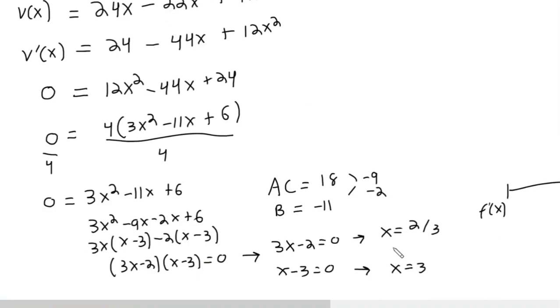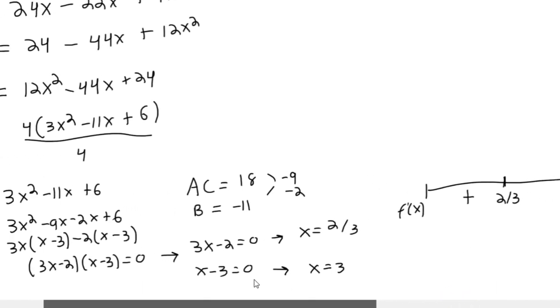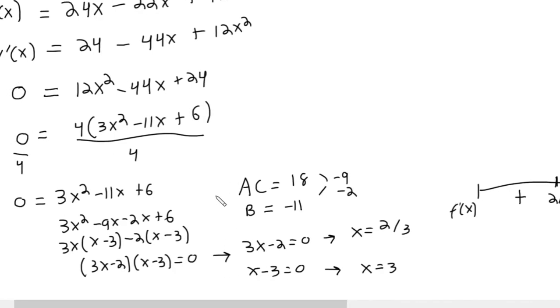Plugging in some values to the left of 2/3 into my derivative function up here, I'm going to plug in on a calculator right now. 24 minus 44 times, let's just say negative 55, plus 12 times negative 55 squared. And I get a positive value, like 38,000 something. Okay, so it's positive. And then let's try some value between 2/3 and 3. I'm just going to go with 1. Pretty straightforward: 24 minus 44 times 1 plus 12 times 1.